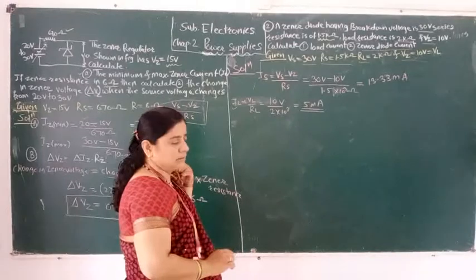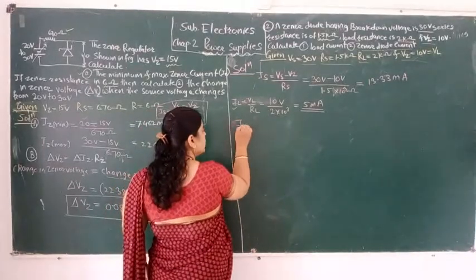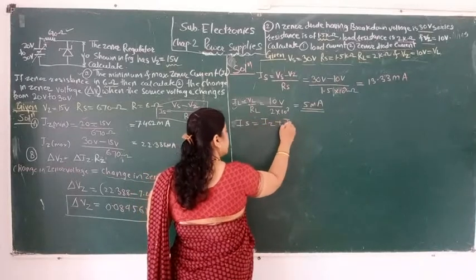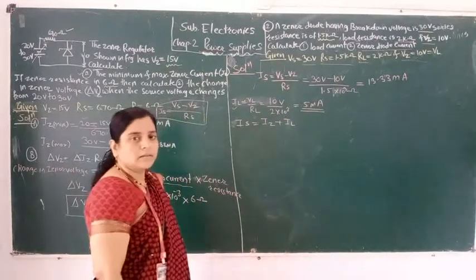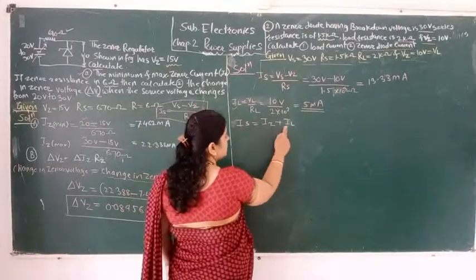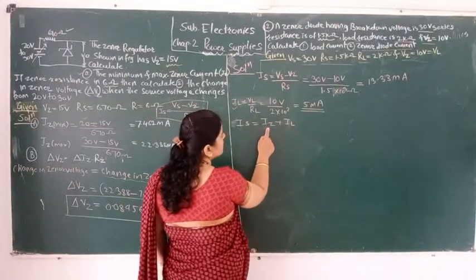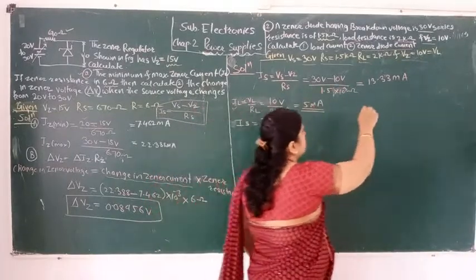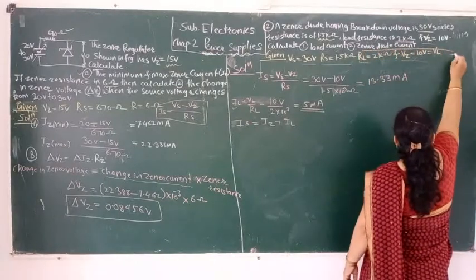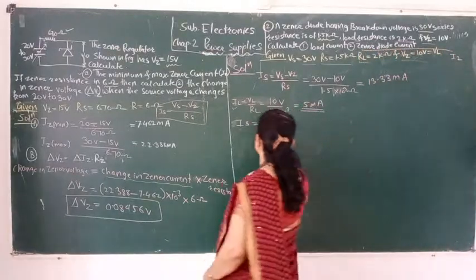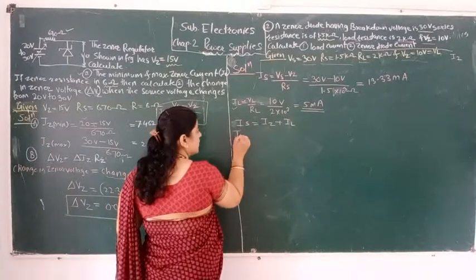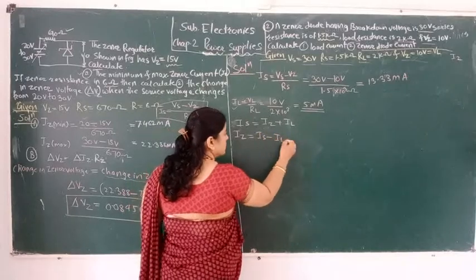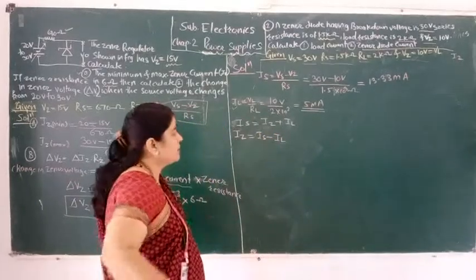Next, what is asked? Zener diode current. We know the relation Is is equal to Iz plus IL, isn't it? But what is asked? Iz is asked, the Zener diode current is asked. So Iz is equal to Is minus IL.